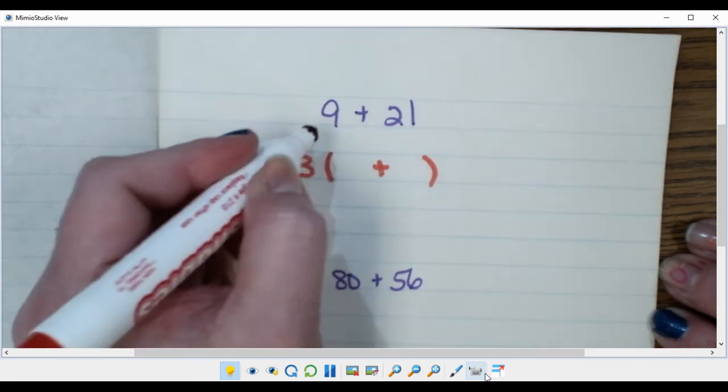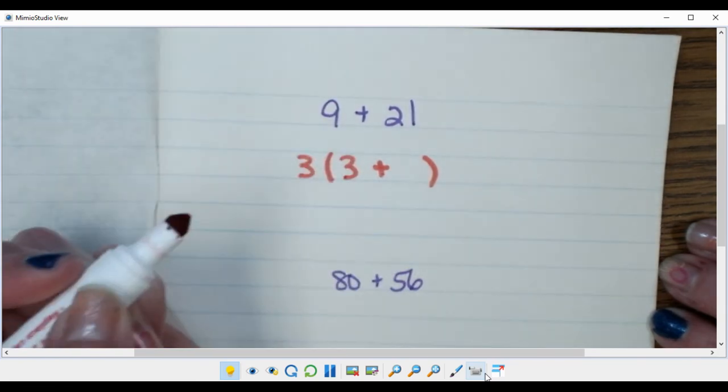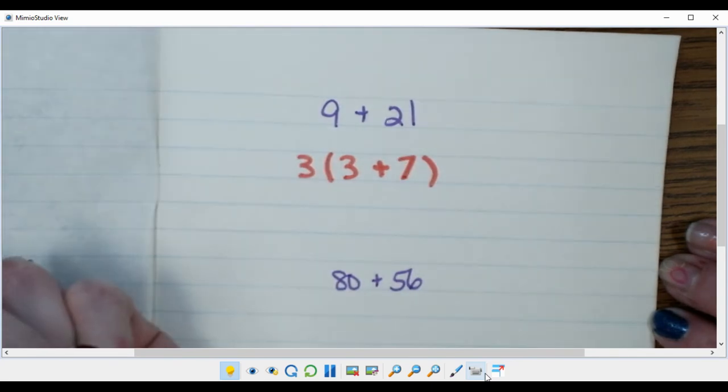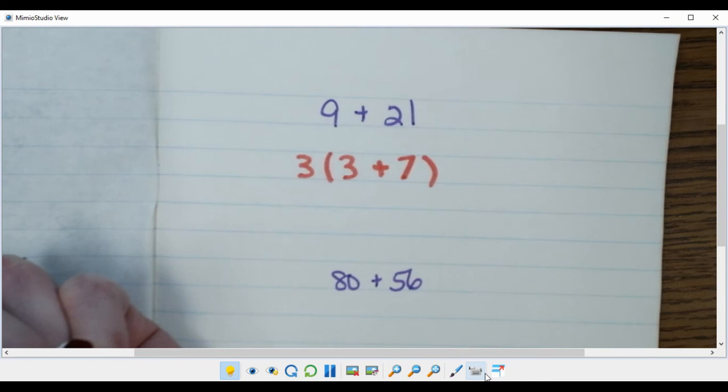9 divided by 3 is 3. 21 divided by 3 is 7. And that's where we're going to leave it. Are there situations where we're going to calculate with it? Absolutely. But for right now, I just want you to practice collecting what's in common.